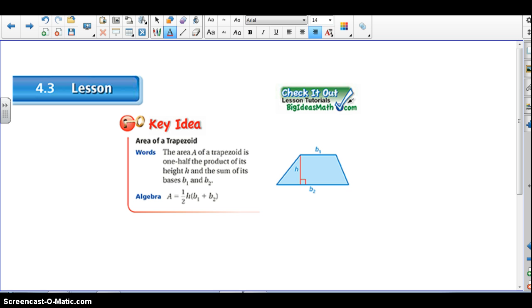All right, the key idea, the area of a trapezoid. In words, the area A of a trapezoid is 1/2 the product of its height and the sum of its base 1 and base 2. Look at the algebraic expression. It says area equals 1/2 the product of the height, which is times, and the sum of its bases. You got base 1 and base 2. Notice they're in parentheses, so that is done first.